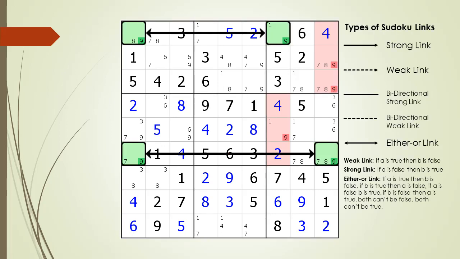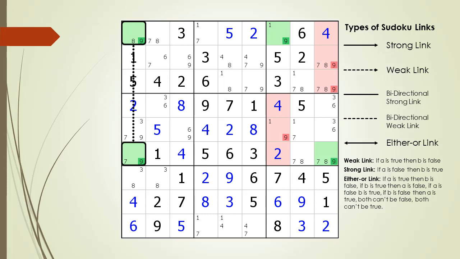A skyscraper must have 2 sets of either/or links which are parallel to each other. At the base of the skyscraper, we can have either a bidirectional strong link or a bidirectional weak link. In this example, we have a bidirectional weak link. This is because having a possible 9 candidate in cell 5, 1 makes our base a bidirectional weak link.